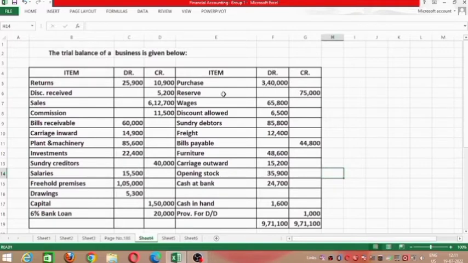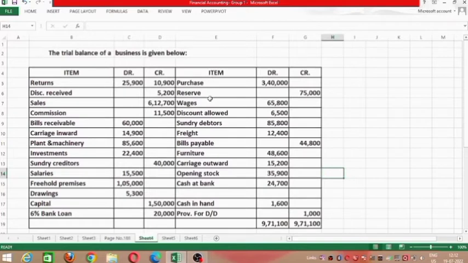Purchase 3,40,000. Reserve 75,000. Wages 65,800. Discount allowed 6,500. Sundry debtors 85,800. Freight 12,400. Bills payable 44,800. Furniture 48,600. Carriage outward 15,200. Opening stock 35,900. Cash at bank 24,700. Cash in hand 1,600. Provision for doubtful debts 1,000.